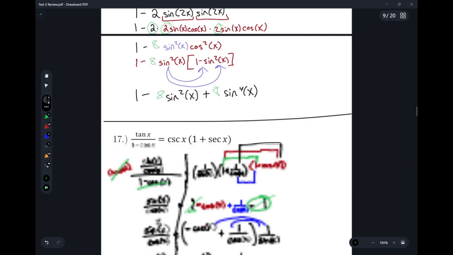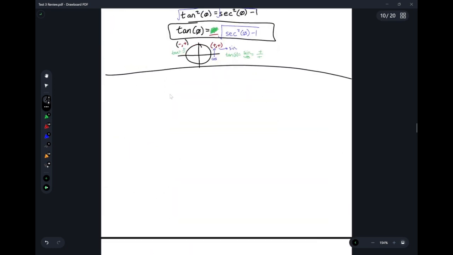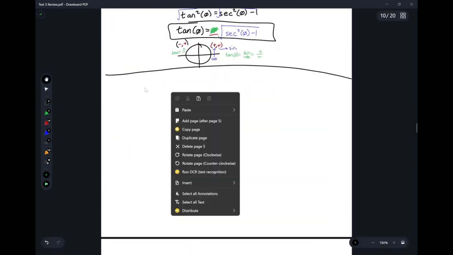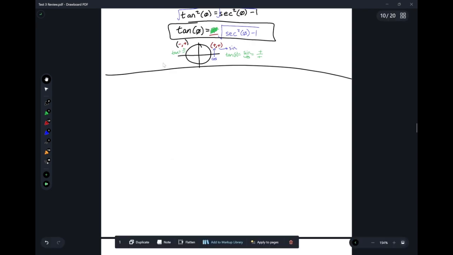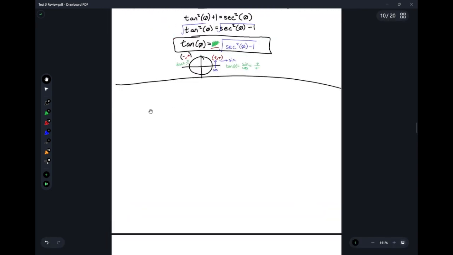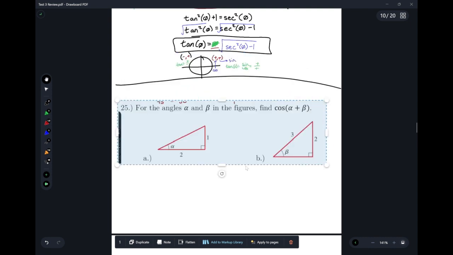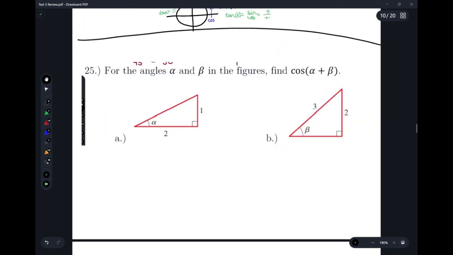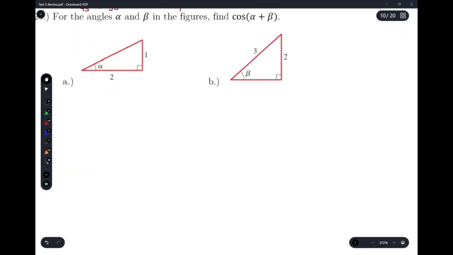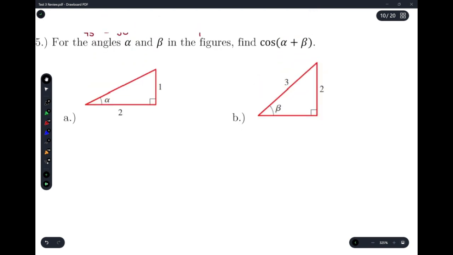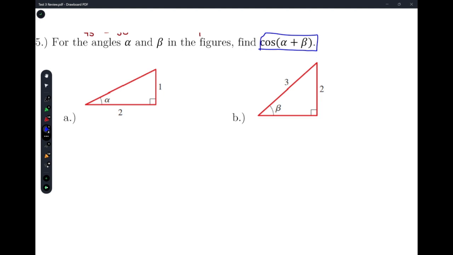I like these ones where there's an extra step of thinking, and it's not just remembering what we did in class, but you actually have to think about what each of these things means. Okay, so we got some figures, and we got some angles, and we got something it's asking us for.